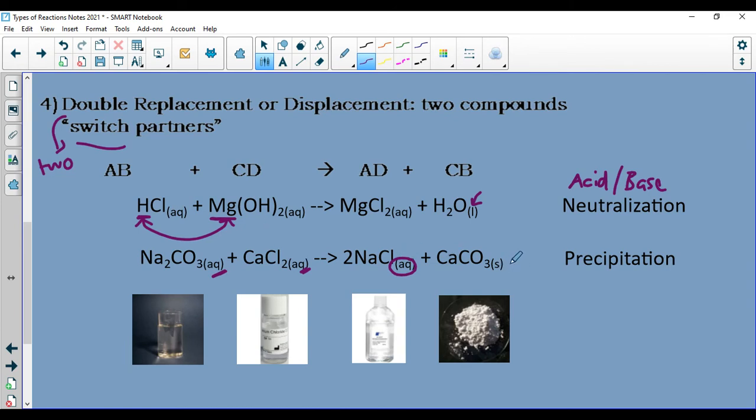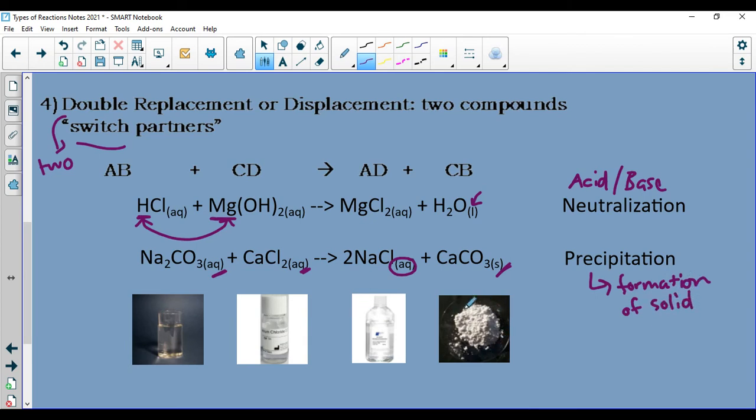However, calcium carbonate forms a solid. And what we would see is these powdery particles would be visible floating within the clear solution of the aqueous sodium chloride. So the precipitation reaction is the formation of a solid product when you started with two aqueous solutions.